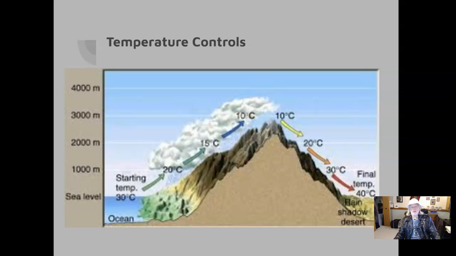Temperature controls, we talked about altitude, latitude, cloud cover, closeness to water. We're not going to do an adiabatic lapse rate problem, but we also talked windward and leeward, such as this diagram. On the windward side, temperature decreases as it gains in altitude, and all the moisture comes out. And then on the leeward side, temperature increases and there's no moisture. So that's why you get the rain shadow. It's warmer and drier on the leeward side.